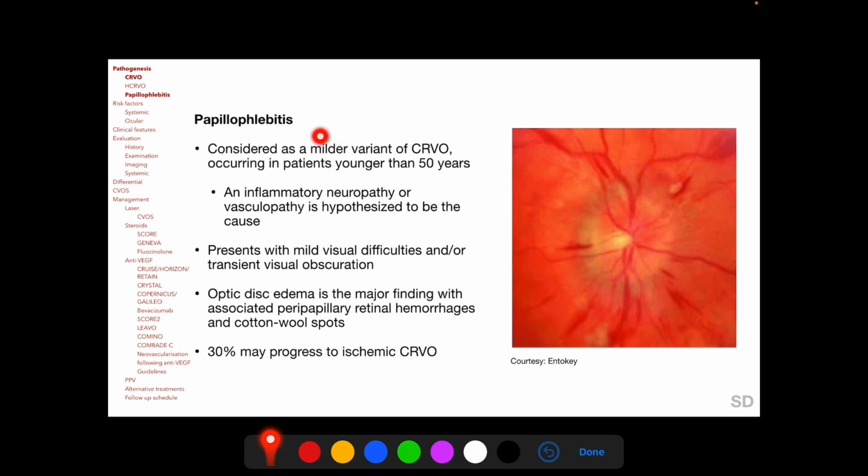Papillophlebitis is considered a milder variant of CRVO occurring in patients younger than 50 years of age, and the cause of papillophlebitis is said to be an inflammatory neuropathy or vasculopathy. Patients with papillophlebitis present with mild visual difficulties and/or transient visual obscurations. Optic disc edema is the major finding in papillophlebitis, with associated peripapillary retinal hemorrhages and cotton wool spots as seen here in this clinical photograph. And it has been found that 30% of patients with papillophlebitis may progress to ischemic CRVO.